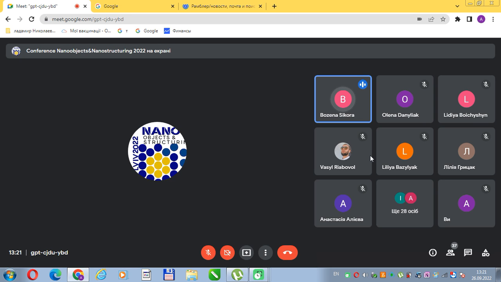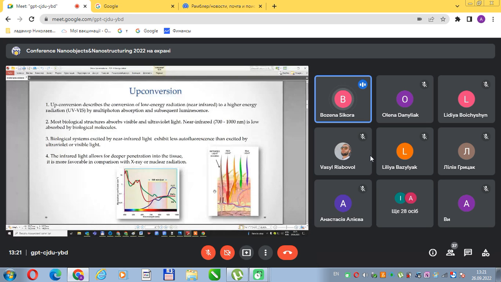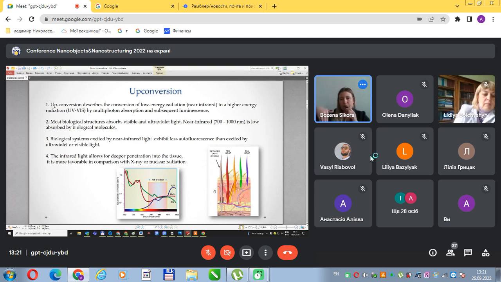Biological systems excited by near-infrared light exhibit less autofluorescence than when excited by ultraviolet or visible light, and the near-infrared light allows for deeper penetration. As you can see on the pictures on the right side, the near-infrared light allows deeper penetration compared with the visible or ultraviolet light, and it's more favorable in comparison with X-ray or nuclear radiation.